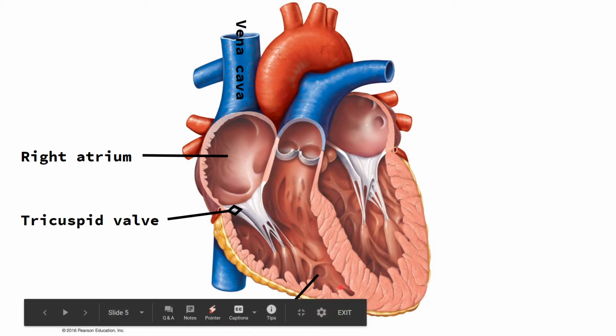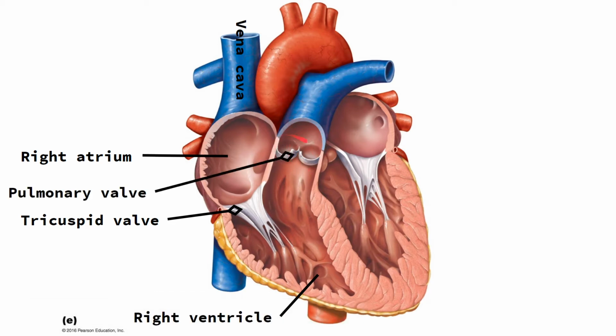Then the blood is going to get pumped up here on the way to the lungs. So it's going to pass through this pulmonary valve and out the pulmonary artery to the lungs. The pulmonary artery does branch into two because it has to go to both lungs. So here we can see the left pulmonary artery going to the left lung and the right pulmonary artery going to the right lung.